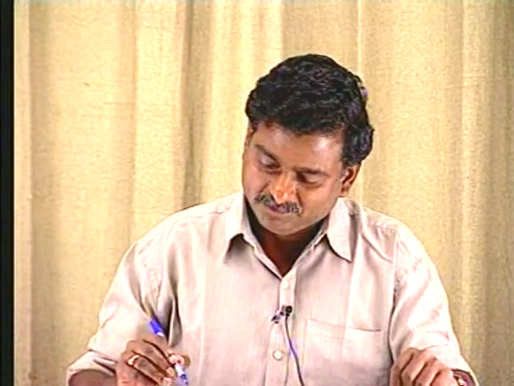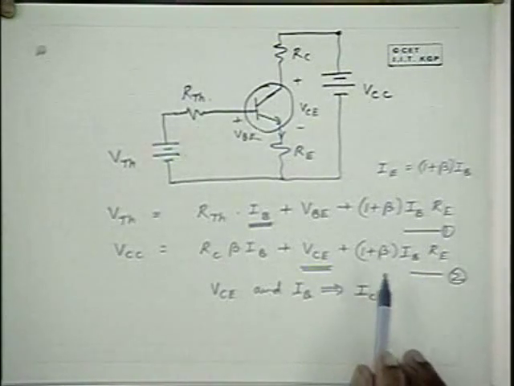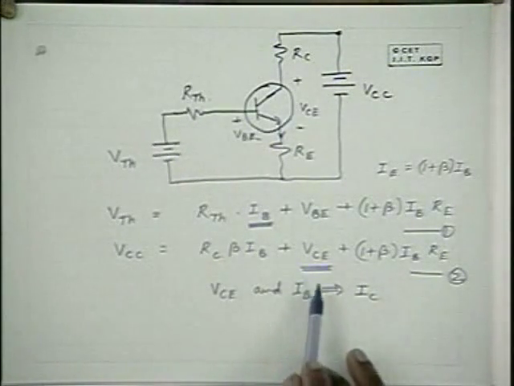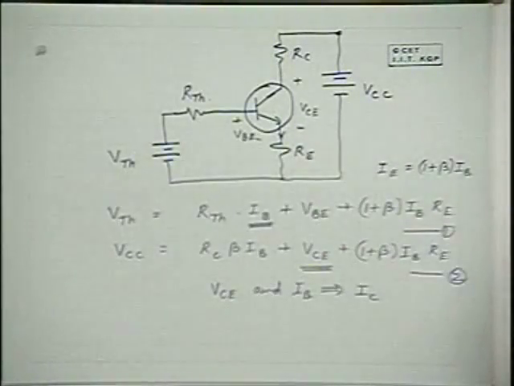And in the design problem, given VCE and IC and beta, thereby IB, you have to determine RC, RE, R Thevenin. You have more unknowns here. By properly choosing one, we can find the values of the others. And we shall continue this lecture in the next class.